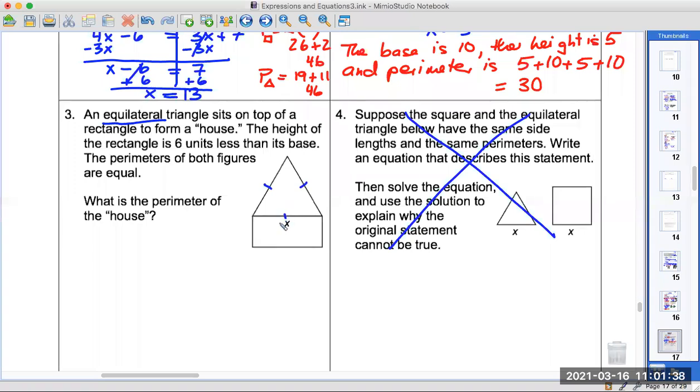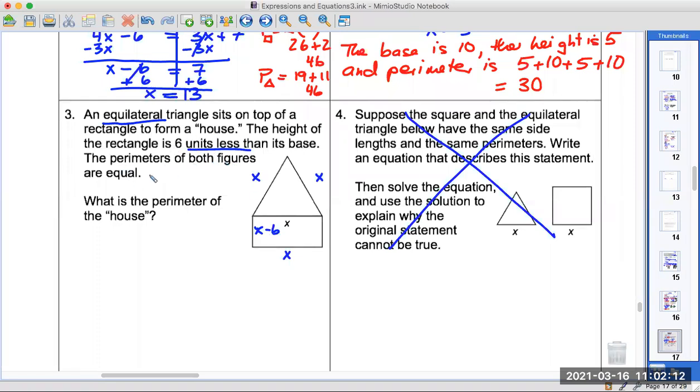It means all sides are equal. So if this side is x, this side is x, and this side is x. That's what equilateral means, okay? The height of the rectangle, this is your height, is 6 units less than the base. The base is also x because it's a rectangle. 6 units less means the base minus 6.